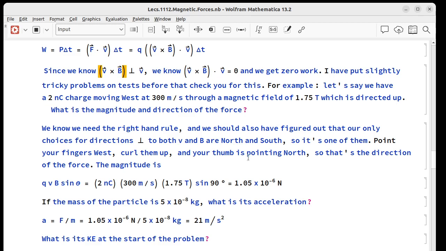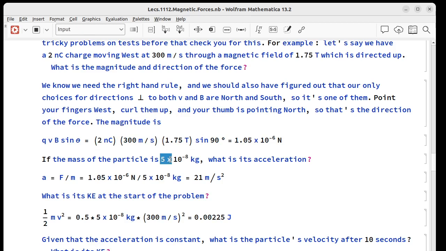Well, it's a positive charge. I'm going to take my right hand, point it to the west, and then curl it up. We know that our only choices for directions perpendicular to both west and up, v and B, are north and south. When you point your fingers to the west and curl them up, your thumb is pointing to the north. So that's the direction of the force. The magnitude is qvB sine of 90. We get 1.05 times 10 to the negative 6 newtons.